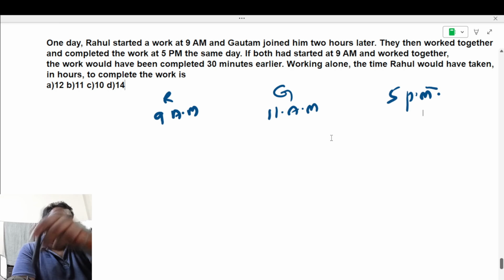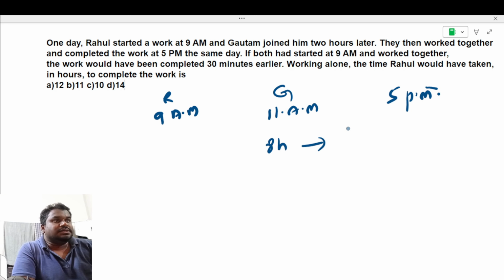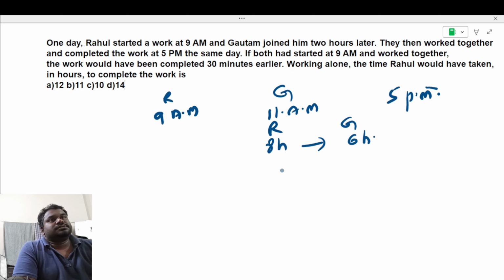How much time did they work? Rahul worked for 9 to 10, 11, 12, and up to 5, that is 8 hours. And Gautam worked for how many hours? 6 hours. And they finished the work.